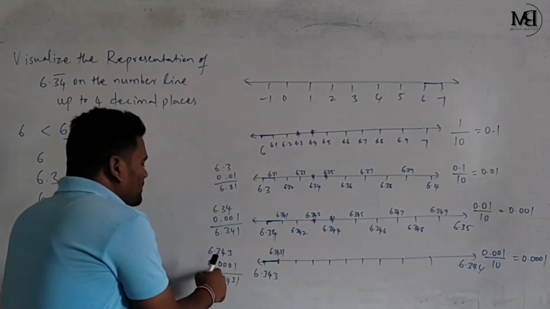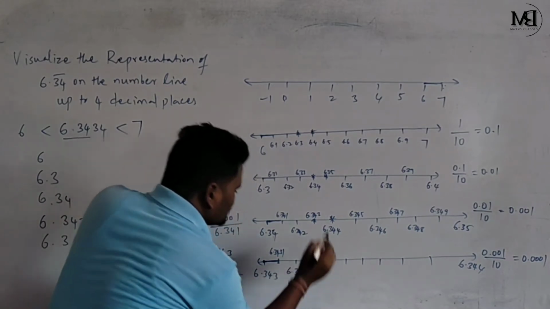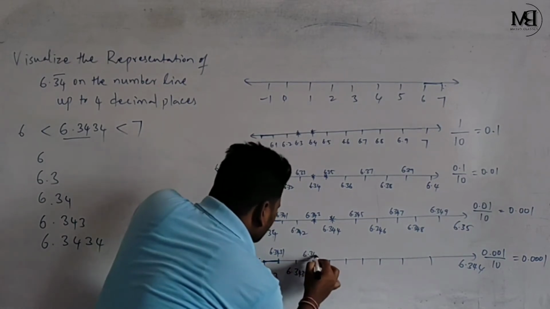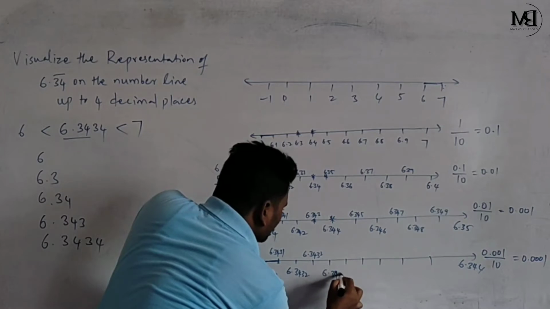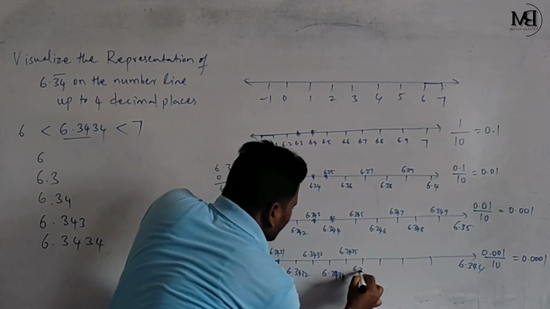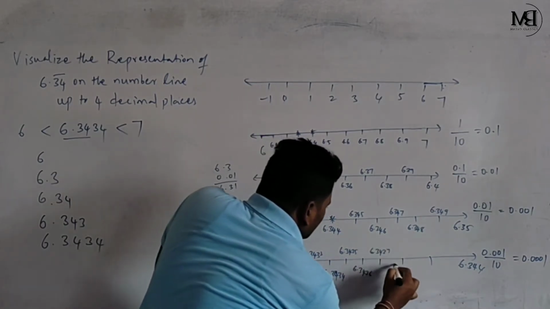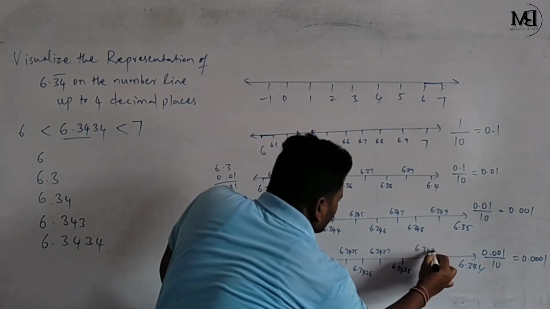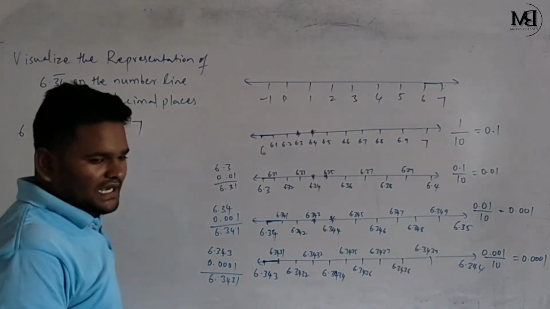And then 6.3431 plus 0.0001 is equal to 6.3432, and then 6.3433, 6.3434, and then 6.3435, 6.3436, 6.3437, 6.3438, and then 6.3439. After this 6.3439 I am going to get 6.344.